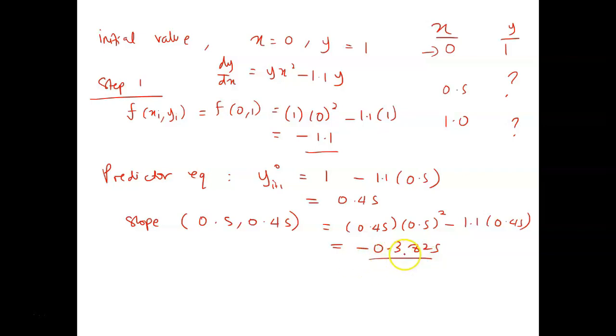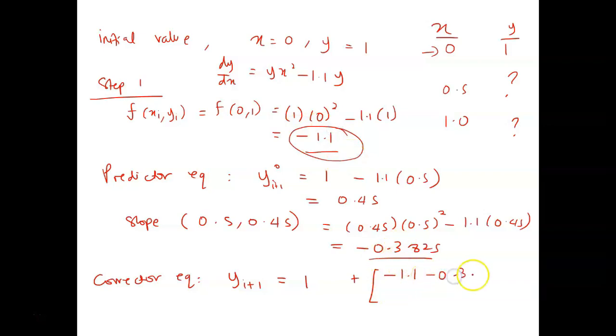Now that you have the value for this slope, we use the corrector equation. y(i+1), so this is the final estimation of y. 1 plus, we average the slope. The slope just now was negative 1.1 plus this, divided by 2, times 0.5. So you will get 0.629375. But it doesn't end there.